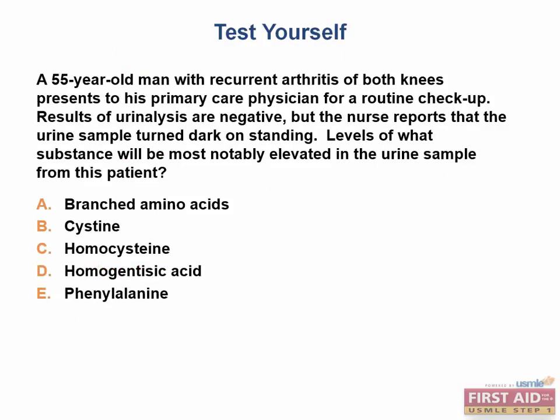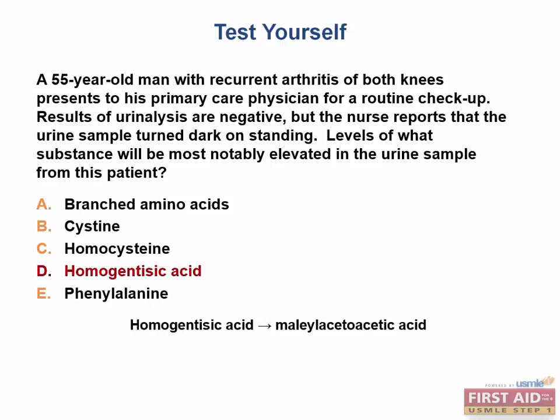Okay, second question. A 55-year-old man with recurrent arthritis of both knees presents to his primary care physician for a routine checkup. Results of urinalysis are negative, but the nurse reports that the urine sample turned dark on standing. Levels of what substance will most likely be elevated in the urine sample from this patient? Think you got it? Okay, so the correct answer here is D, homogentisic acid.